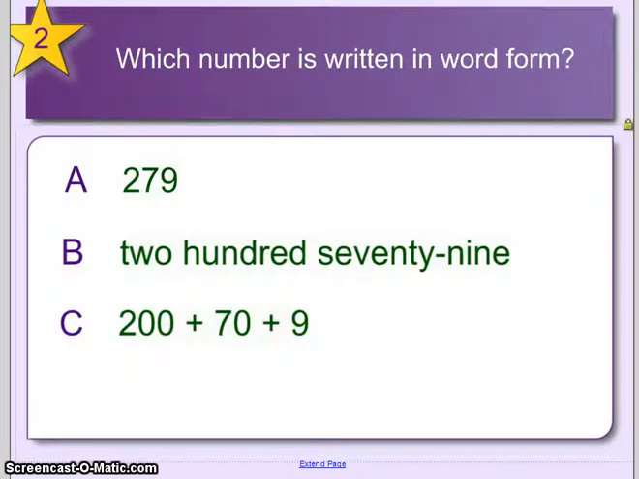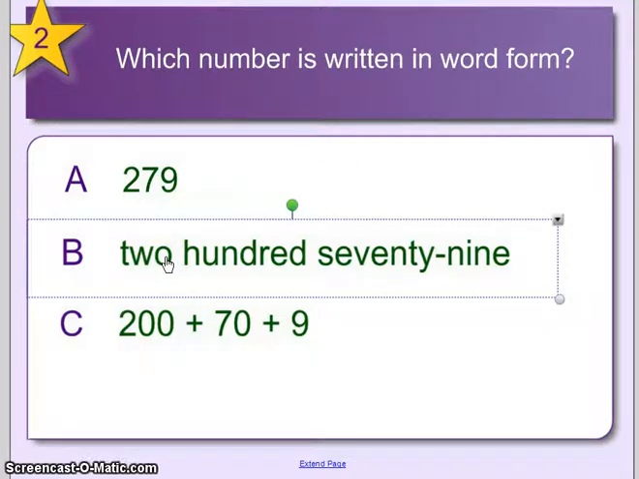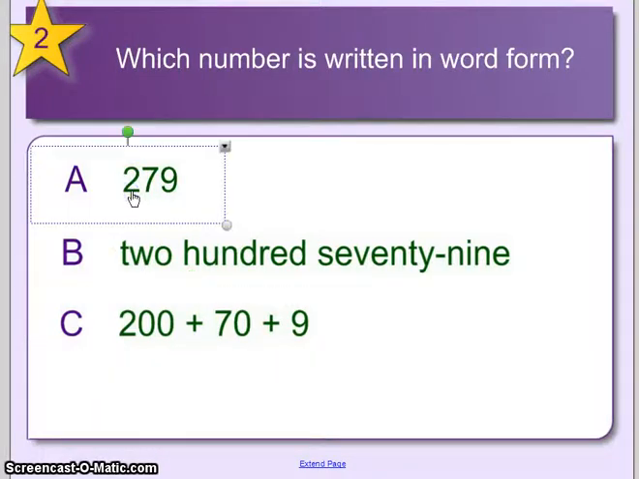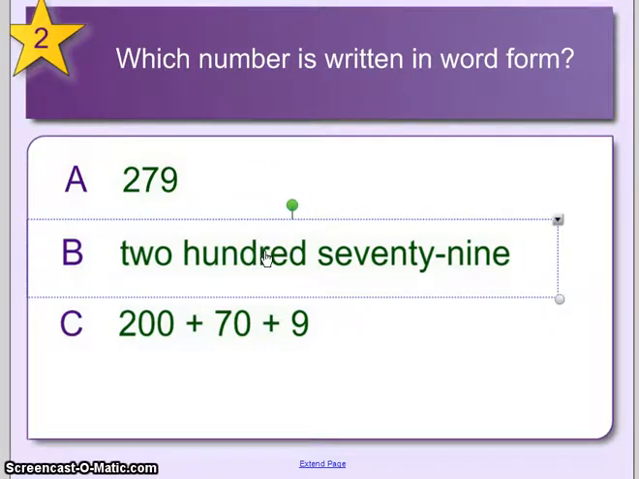Which number is written in word form? The first one, A, B, or C, which is written in word form? Well, if you guessed B, sorry, this is expanded form. And sorry, but this is standard form. Hip hip hooray!